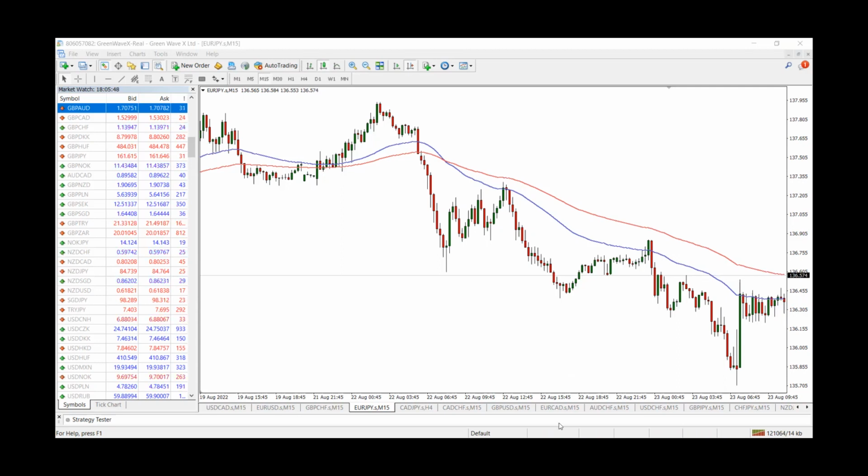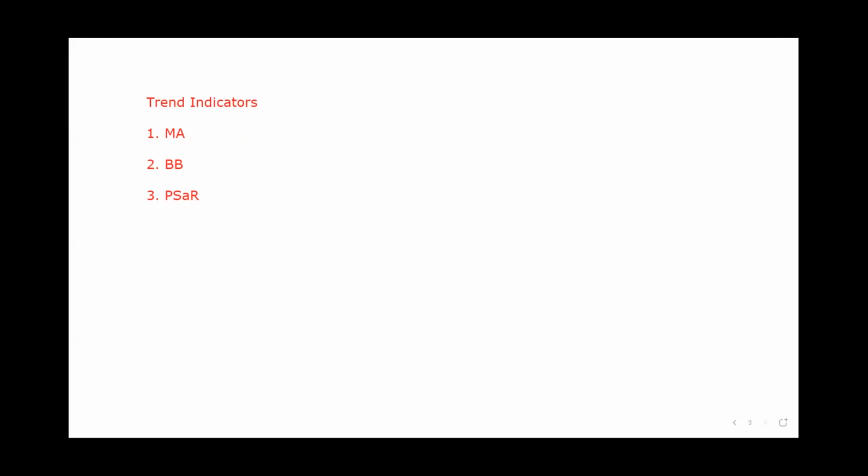So what is the first thing we use the moving average for? Let's go back to our board. So what are the uses of the moving average?